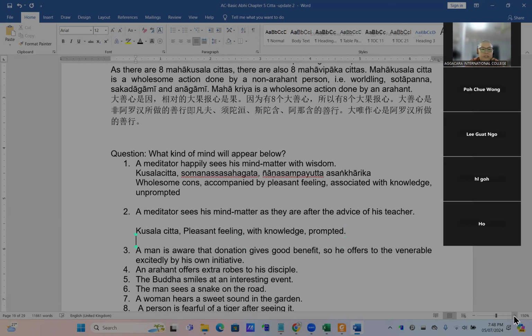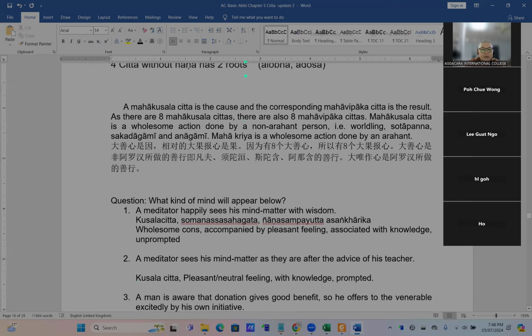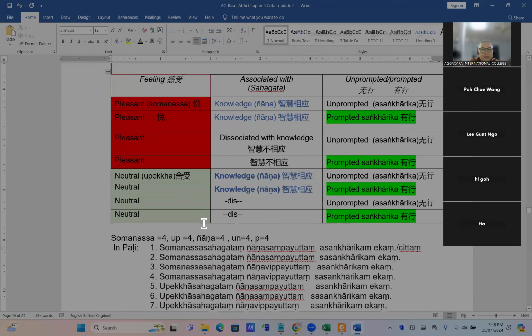Prompted. Okay. Can you say in Pali? After the advice of the teacher. Which Pali? So is it the first or second consciousness? What do you think? First consciousness or second consciousness? Are you sure it's pleasant feeling? It didn't mention pleasant feeling, you know. So it can be pleasant or neutral feeling, right? Because neutral, yeah. Okay, all right. So it's under which numbers?